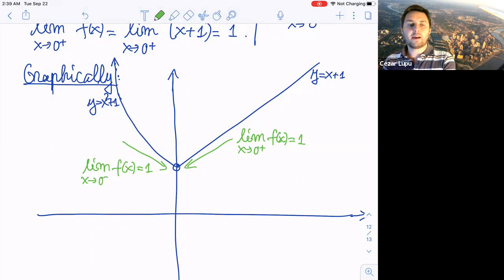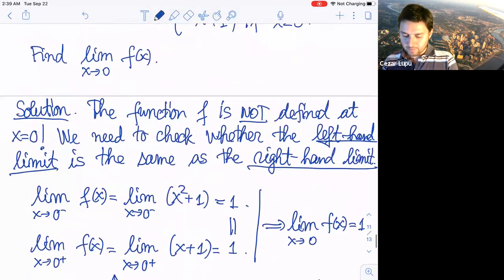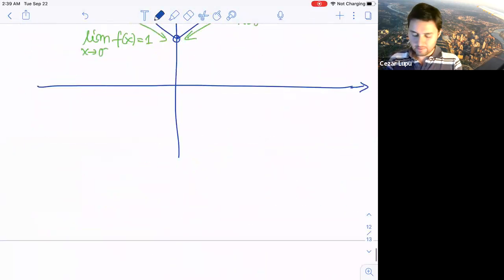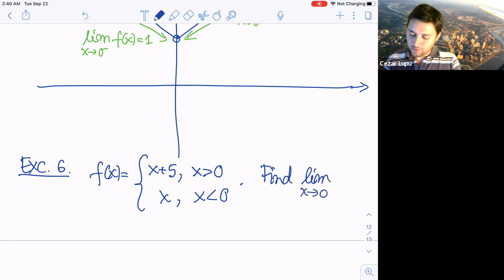Well, another example is when, let's see when they don't agree. Let's see exercise 6, which says the following. Let's consider the following piecewise function, which is x plus 5 if x is positive, right? And x if x is negative. So again, we want to find the limit as x approaches 0 of f of x.